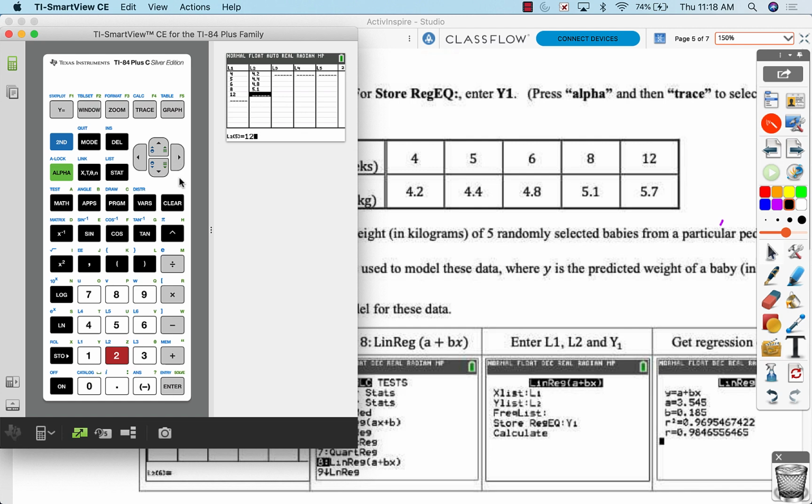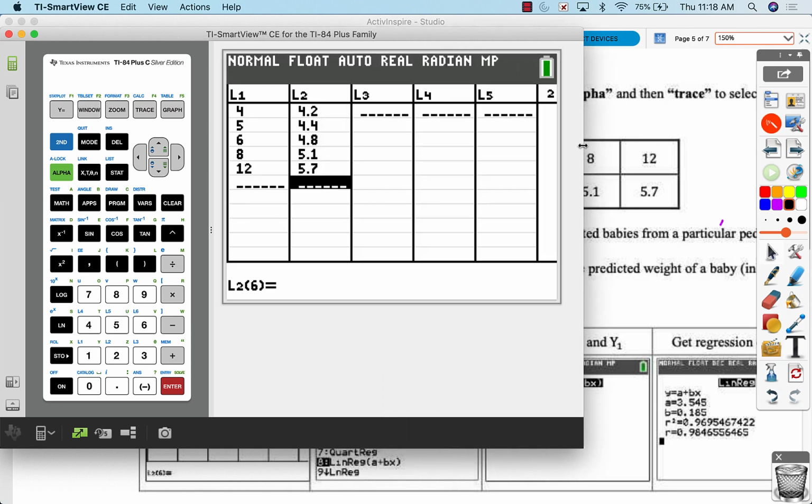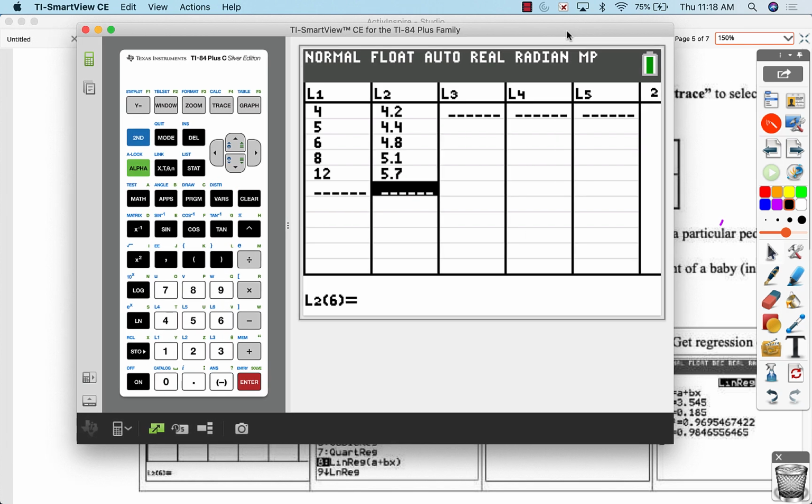Oops, I already have the 12 in. 5.7. So I'll just do a quick little double check. 5.7, 5.1, 4.8, 4.4, 4.2, and 4, 5, 6, 8, 12. Okay, perfect. Now, all these things are going to be in your notes.